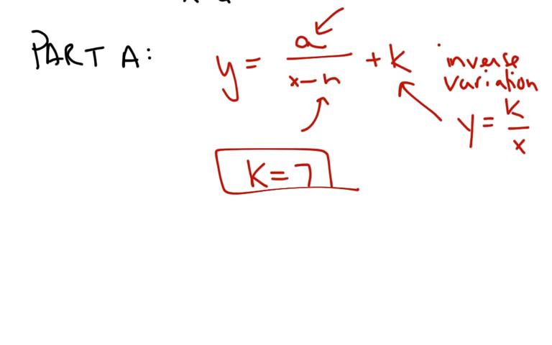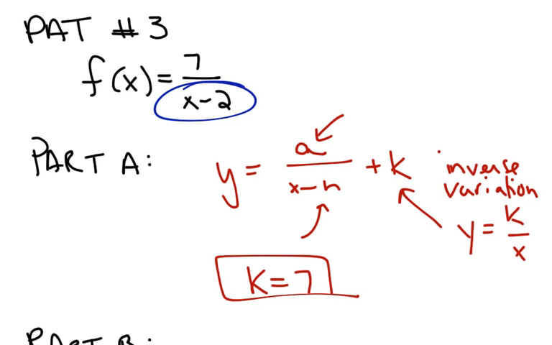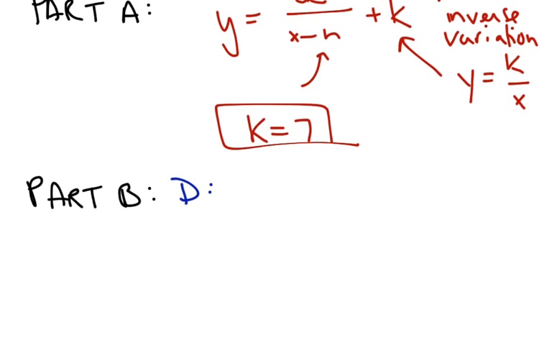In part B, they want you to identify the domain. Well, when you have a fraction, remember that the one number you can't have in the denominator is 0. So the only number that will make the denominator 0 and thus undefined is x equals 2. So the domain is that x cannot equal 2.